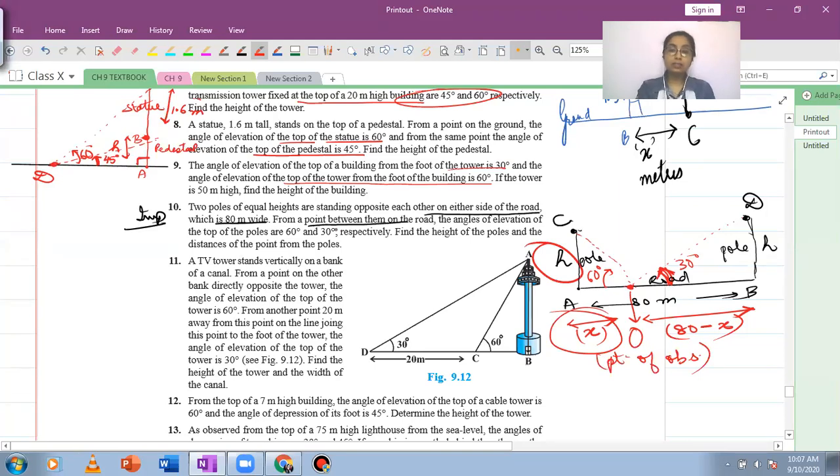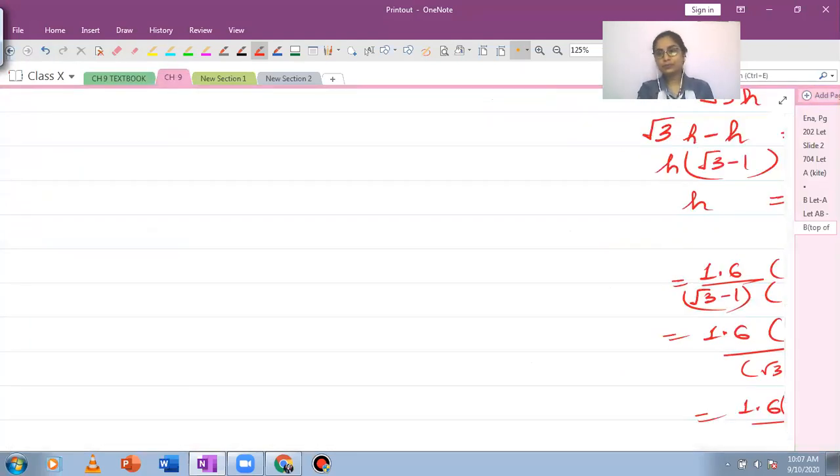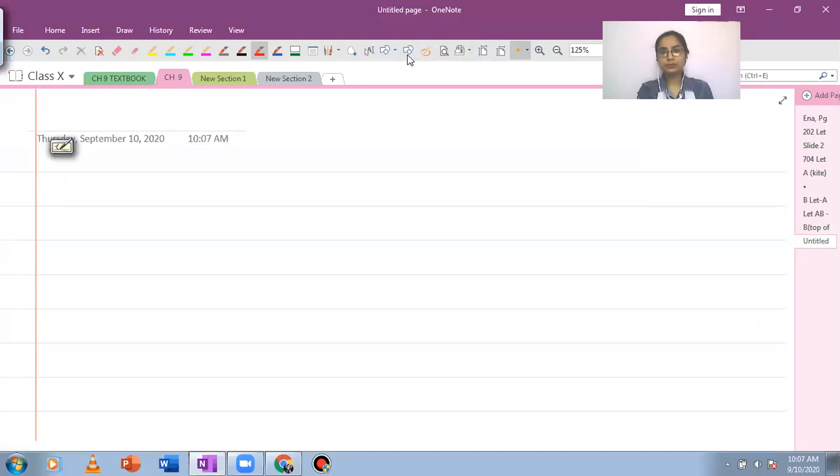Yes, Taranji, that's correct, because we will be again working with the perpendicular and base in both triangles. We are going to use tan 30 and tan 60 one by one. Let's draw this. I'm just going to pause the video for a moment so that I can draw.